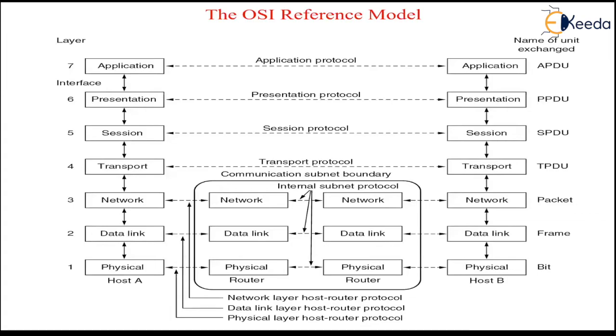Then the final layer is the application layer. The application layer enables the user, whether human or software, to access the network. It provides the user interfaces and support for services such as electronic mail, file transfer, etc. Some of the services provided by the application layer include network virtual terminal.